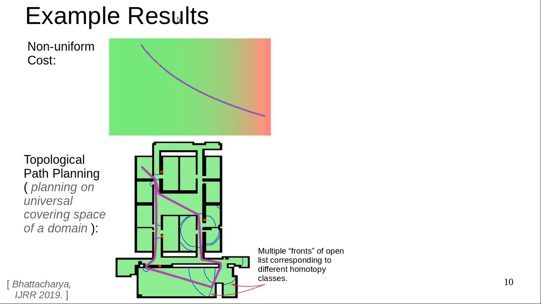And we can also do this in configuration spaces where there is no obvious notion of line of sight. For example, in universal covering spaces of domains that let us find paths in different topological classes. So here you see two paths in two different homotopy classes. So these are shortest paths in different homotopy classes.